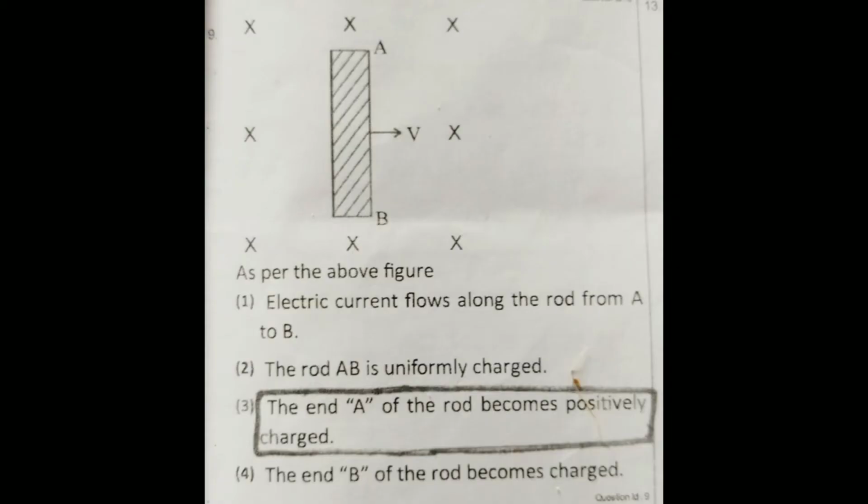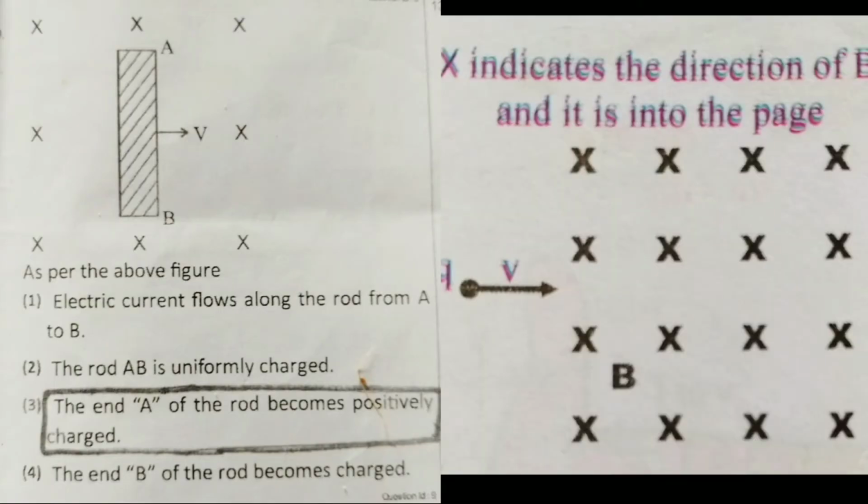It is given that AB is a rod, current is passing through this rod, and a magnetic field surrounds the rod, as shown in the figure. The into marks explain that the magnetic field is into the paper. In this photo, the into marks indicate the direction of the magnetic field, and it is into the page.